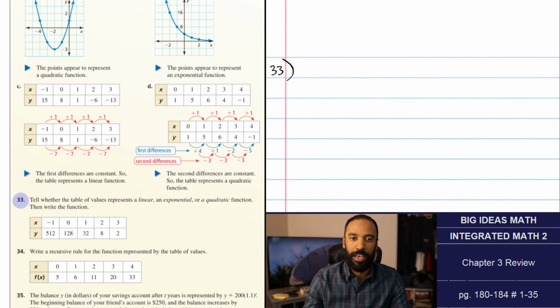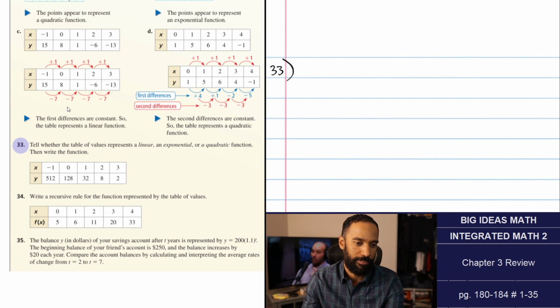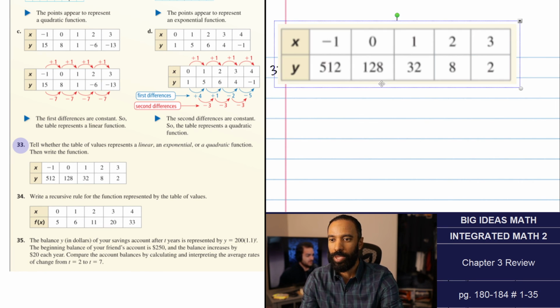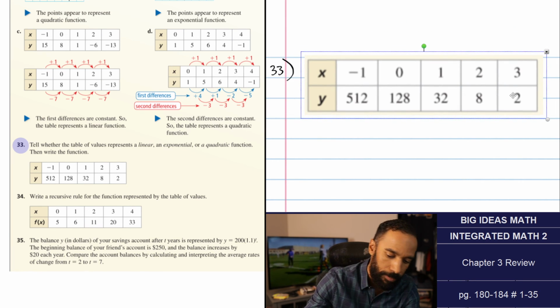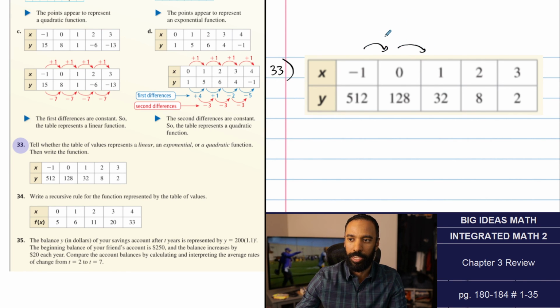Tell whether the table of values represents a linear, exponential, or quadratic function, then write the function. So with the first one, this x and y, we have a copy-paste job. And as x changes consecutively by 1s each time here, as we're adding 1 each time there, what's happening on y?